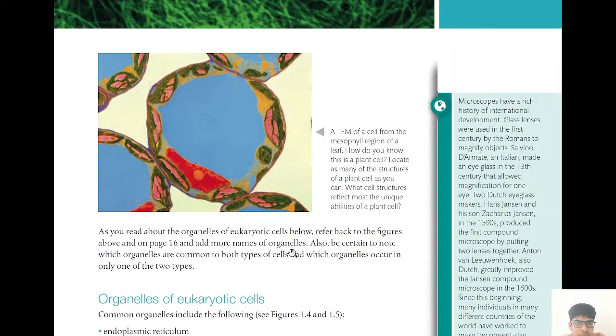Okay. Now, here we have another TEM, of a cell from the mesophyll region of a leaf. How do you know this is a plant cell? Okay, so you have to answer. Locate as many of the structures of the plant cell as you can. What cell structures most reflect the unique abilities of the plant cell?